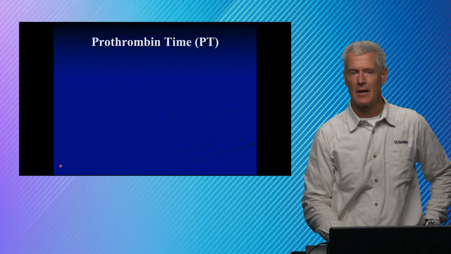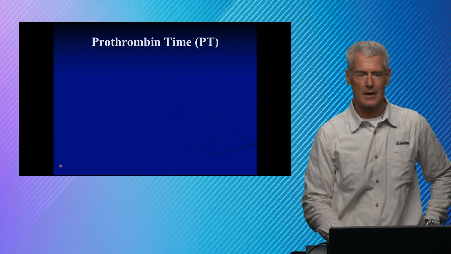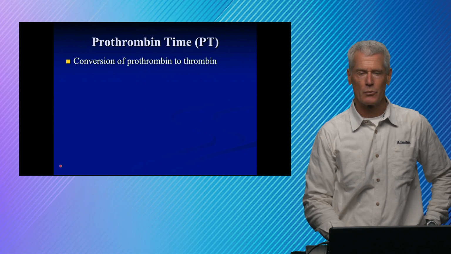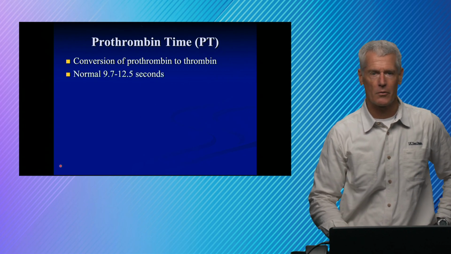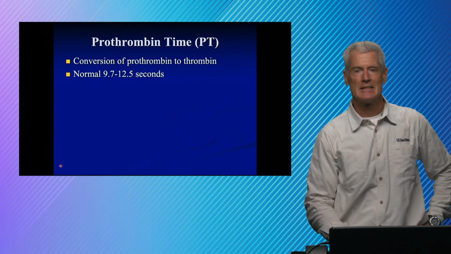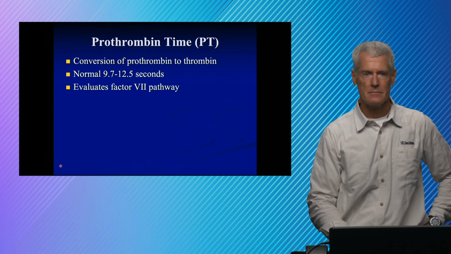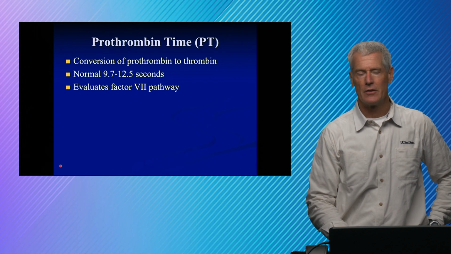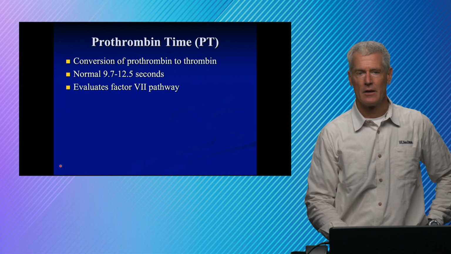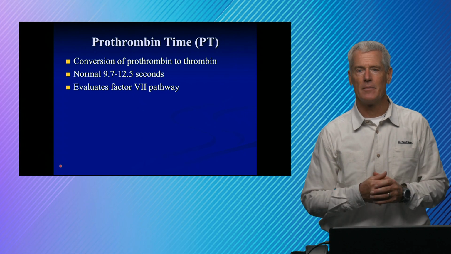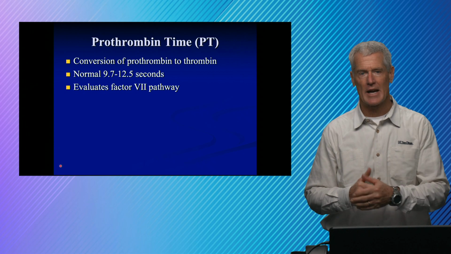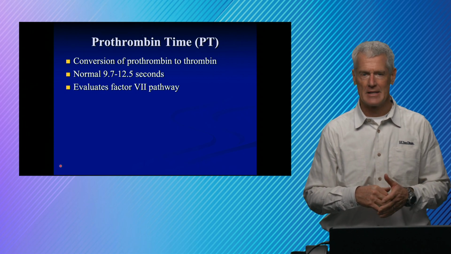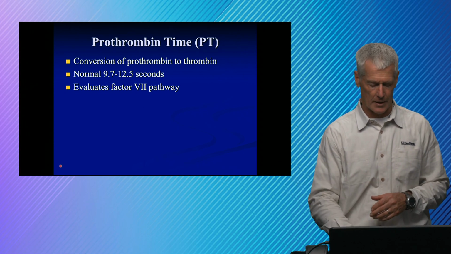So a PT is a very commonly monitored lab test. It's really the time to convert from prothrombin to thrombin. So it makes sense. It's called a prothrombin time. It's typically somewhere around 10 seconds. And really it's evaluating the factor 7. So factor 7 is activated when you have tissue injury, and tissue factor comes out and it cleaves factor 7, which acts through 5A, 10A to form a clot.